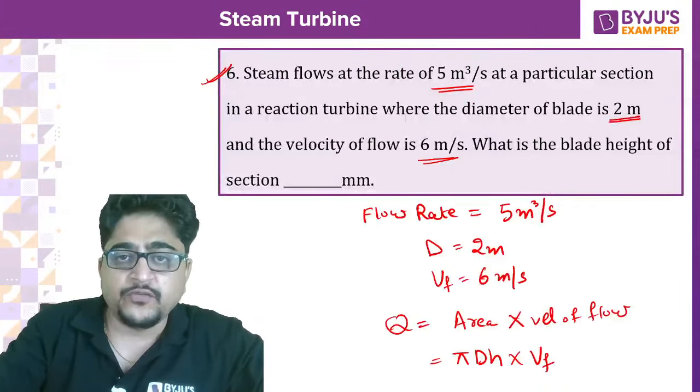The steam flow velocity is equal to 49 meter per second. Blade diameter is 1.8 meter and steam flow rate is 5.4. Calculate the approximate height of the blade at this section. Again you have to calculate the approximate blade height.